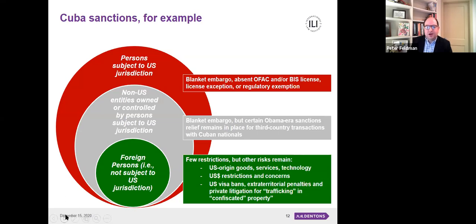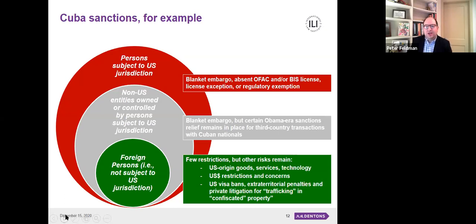Export controls apply if there are U.S. origin goods or services involved, and parties are still required to comply with restrictions on transactions involving the U.S. financial system. And in recent years, the U.S. has even layered in some long dormant authorities that look like secondary sanctions, even though they don't use that terminology, which allow the U.S. to impose visa bans, for example, against the executives of companies who the U.S. says have trafficked in property confiscated by the Cuban government.